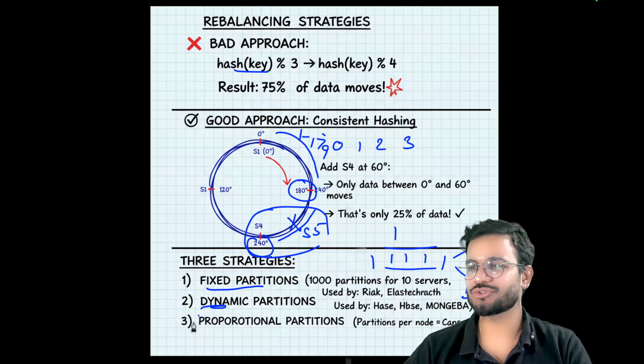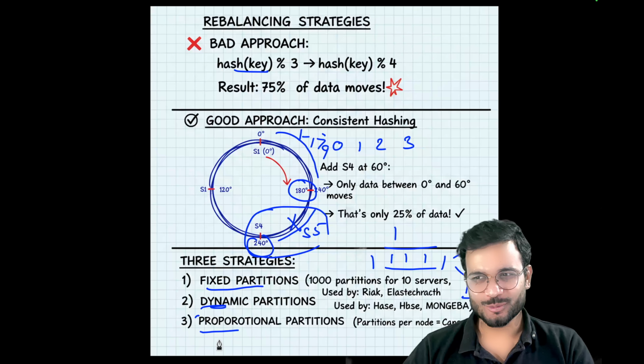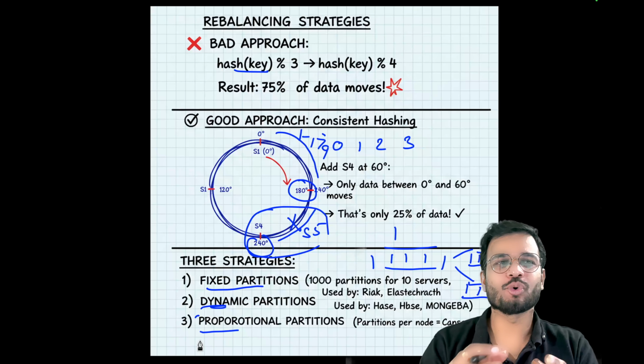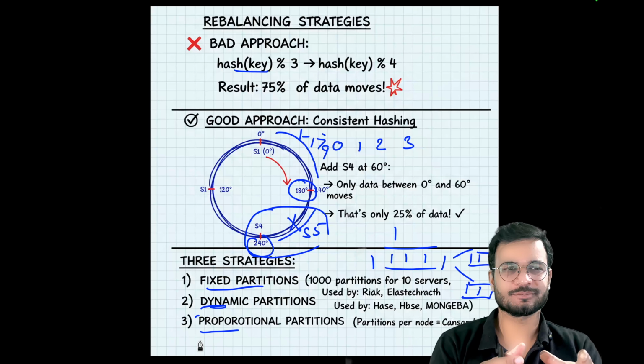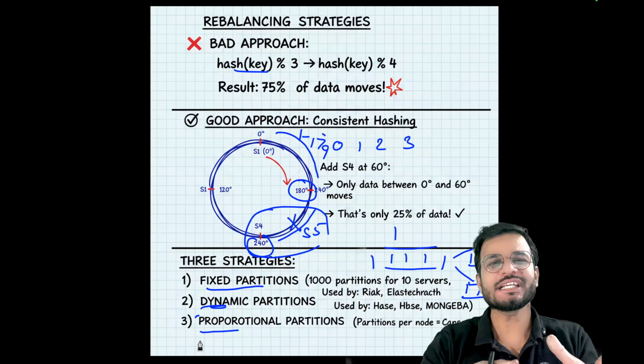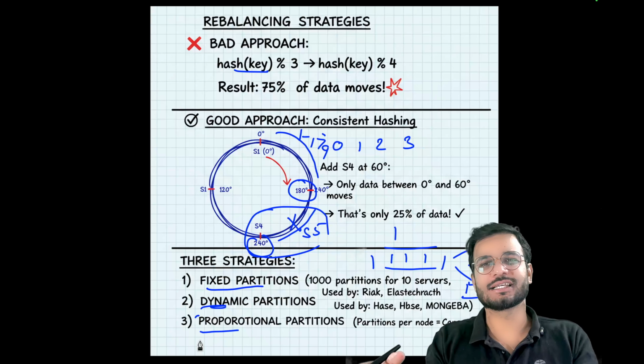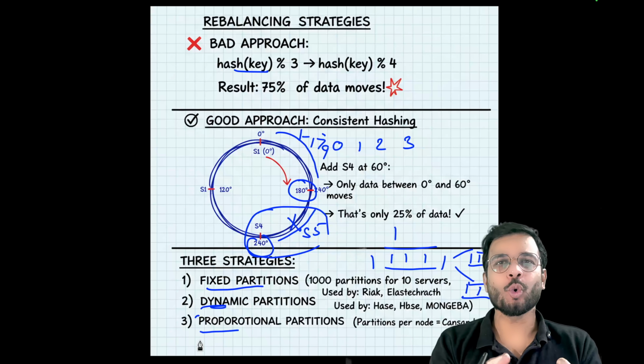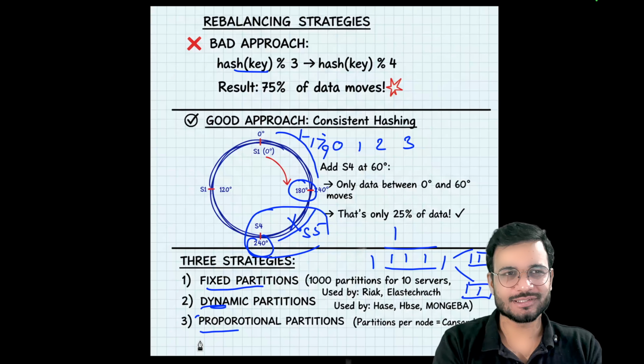The third approach, and it's the most robust approach, is called proportional partitions. For example, we introduce a new node in the server. Earlier there were 4 nodes. We have introduced one more node. Now we will equally distribute the data among the 5 servers. So that way the load will decrease over one partition. This is called proportional partition.